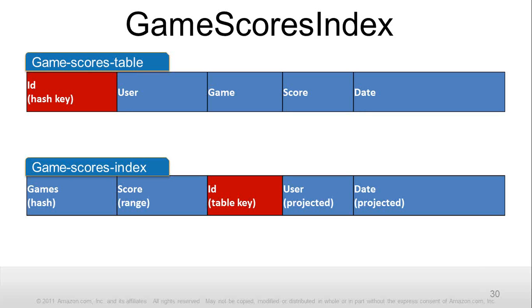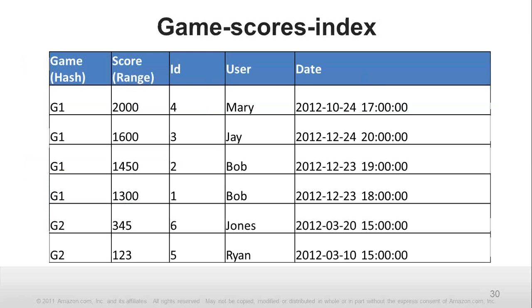In this case, we could potentially construct a game score index with the hash key as the games and the range key as the score, and then the ID gets automatically projected. If you say index, in this case, I'm projecting attributes user and date, in which case the table key ID will automatically project into the index. So let's say that this would be the structure of the game scores index.